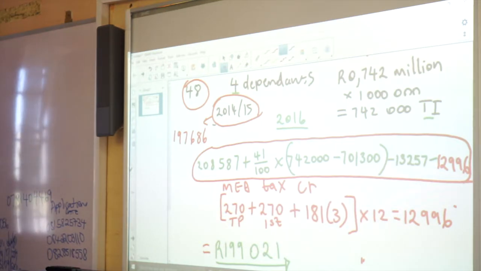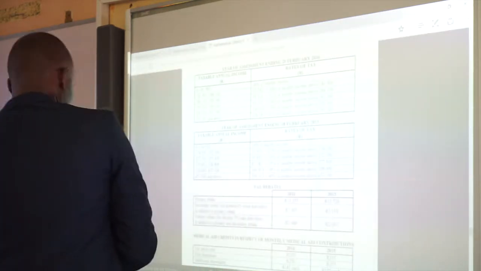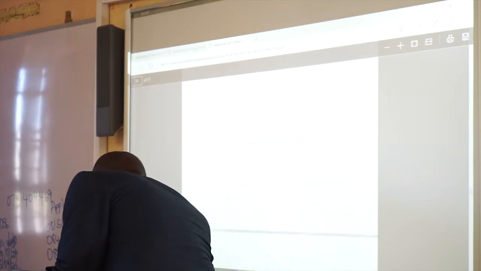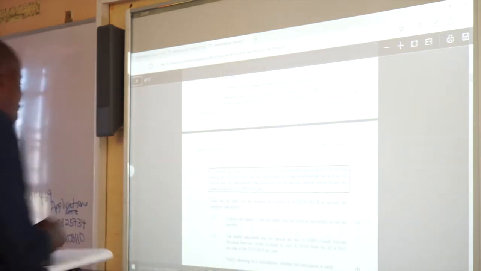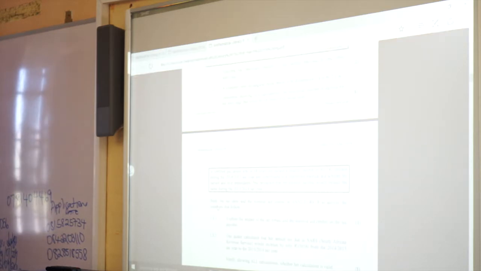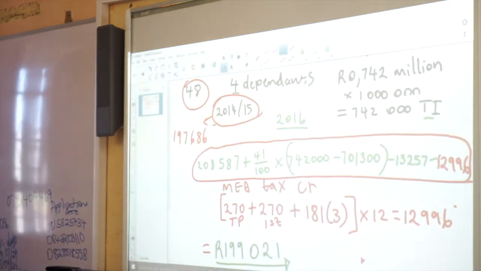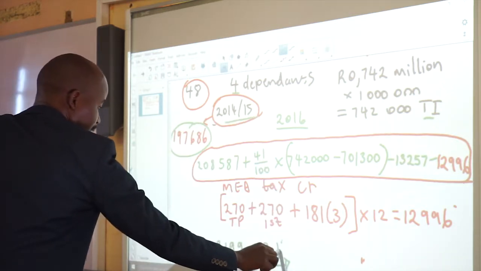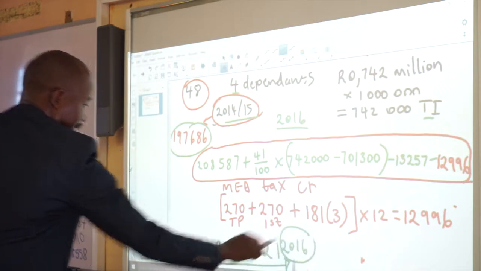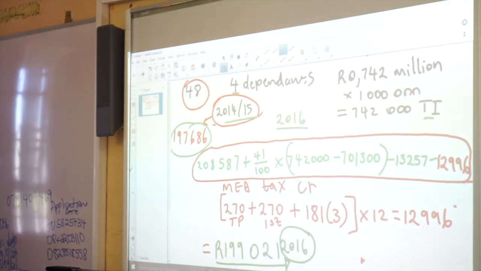Now let's answer the question. What was the question? Maybe we forgot. The question was, the dealer calculated that the annual tax due to SARS will increase by only 150 rand from the 2015 tax year to the 2016 tax year. Verify, showing all calculations, whether her calculation is valid. The difference is 150 according to the taxpayer.